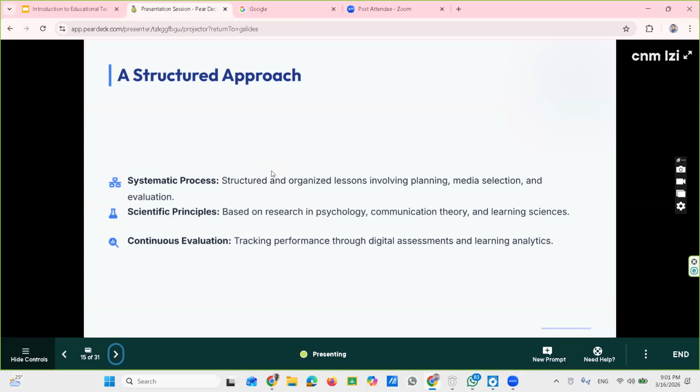Then continuous evaluation: tracking performance through digital assessment and learning analytics. One of the advantages is continuous evaluation. Using digital tools, continuous evaluation is possible, and it is easy also. Learning analytics and digital assessment. Here, the combination of systematic process, scientific principles, and continuous evaluation is called the structured approach. That's the first nature we are discussing.